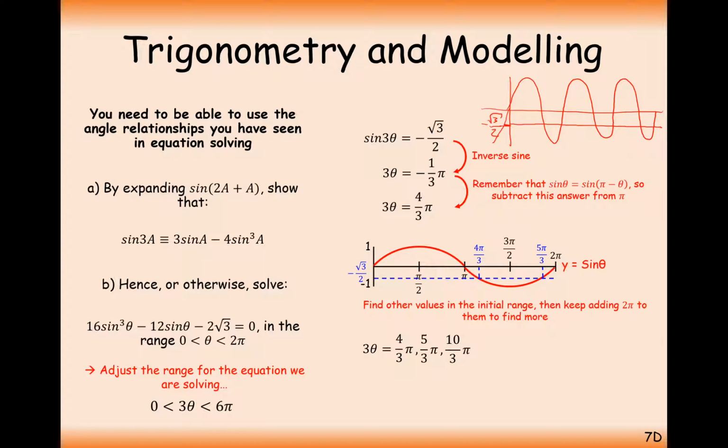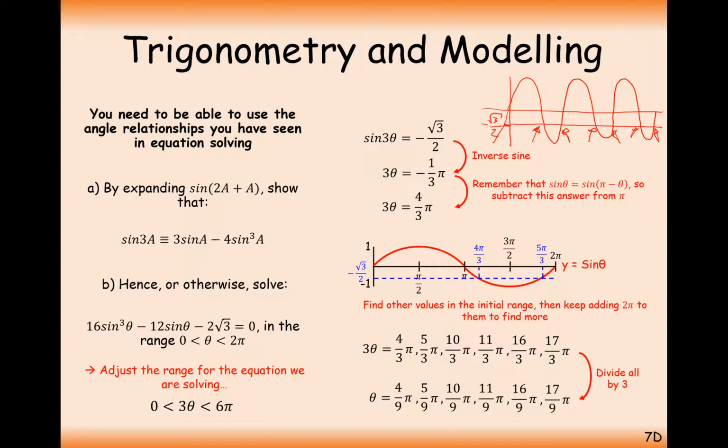We're going to get the next one at 10 pi by 3, we'll miss a space there, 11 pi by 3, 16 pi by 3 all the way up here, and 17 pi by 3 to finish this off. Okay, so lots of angles there, and generally we do get lots of angles when we've got something like sine 3 theta. But we're not finished there, we need to find the values for theta, so we've got to now divide all of our solutions by 3. So theta is 4 over 9 pi, 5 over 9 pi, 10 over 9 pi, 11 over 9 pi, 16 over 9 pi, and 17 over 9 pi.